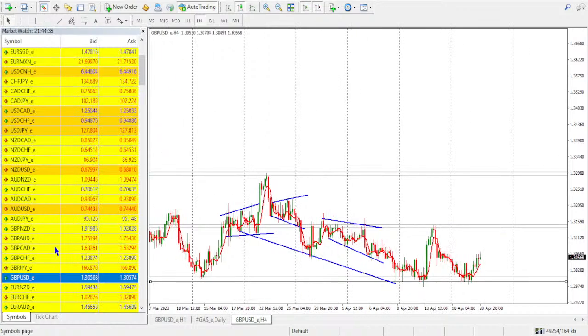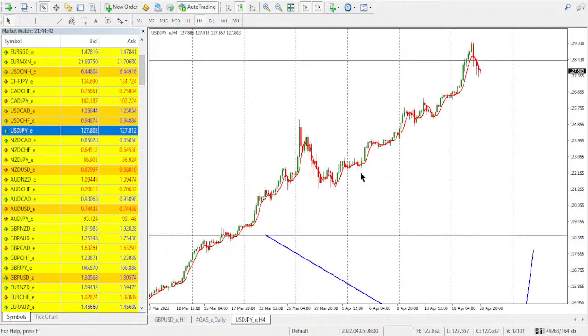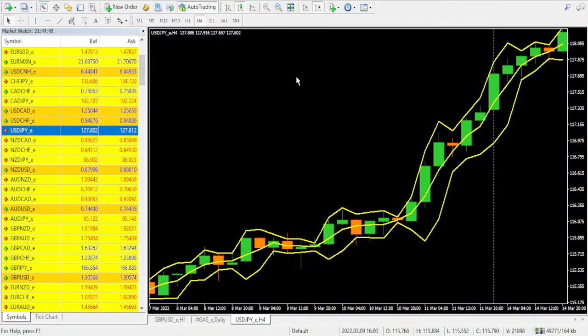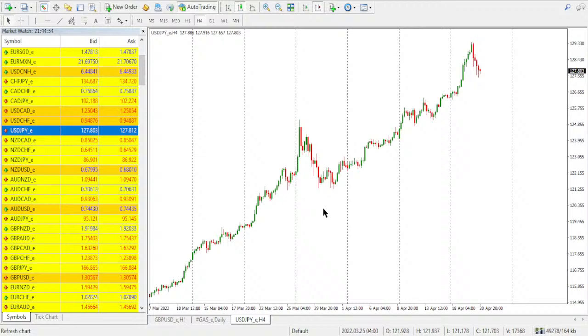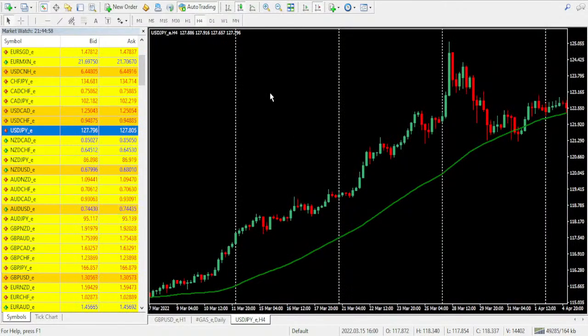The next instrument I'd like us to look at is the US dollar Japanese yen. So this is bullish. We are upwards on this chart, very much to the upper side, headed straight to the upper side. Sorry about that.